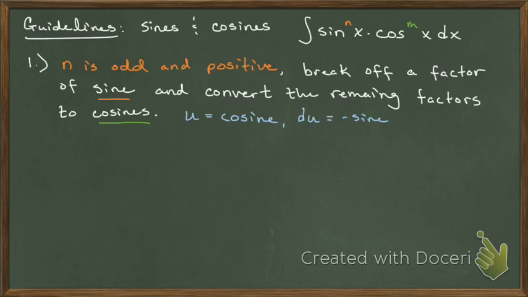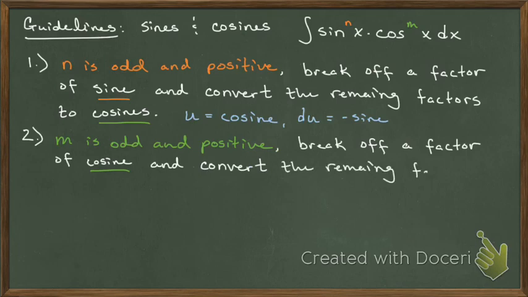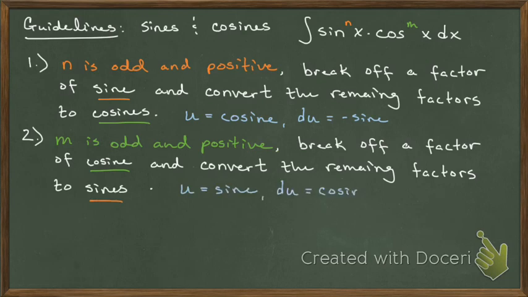The next is with cosine, and it's almost the exact same, just backwards. If m is odd and positive, so I've got an odd positive power of cosine, we break off a factor of cosine and convert the remaining factors to sines. In this case, we would let u be sine and du be cosine. Those work together rather nicely, and we're taking advantage of the relationship between the derivatives of sine and cosine there.